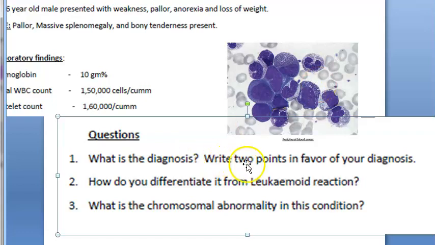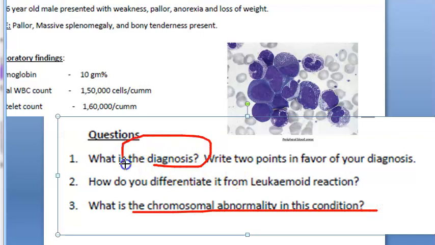What is the diagnosis? Write 2 points in favor of your diagnosis. How do you differentiate it from leukemoid reaction? What is the chromosomal abnormality in this condition? It's not difficult. See, this diagnosis is definitely some myeloid leukemia. Whether it's chronic or acute, you can say it is chronic because here there are no Auer rods.